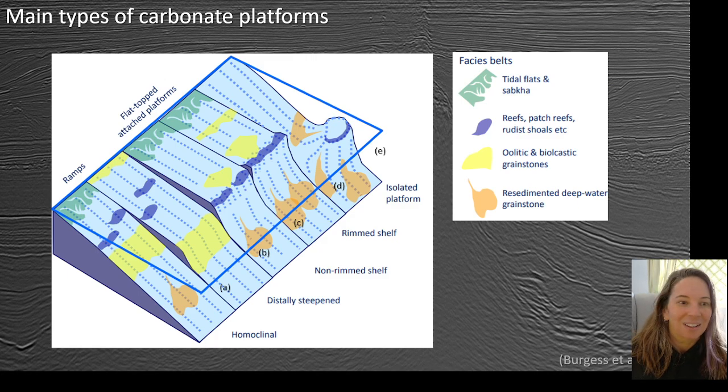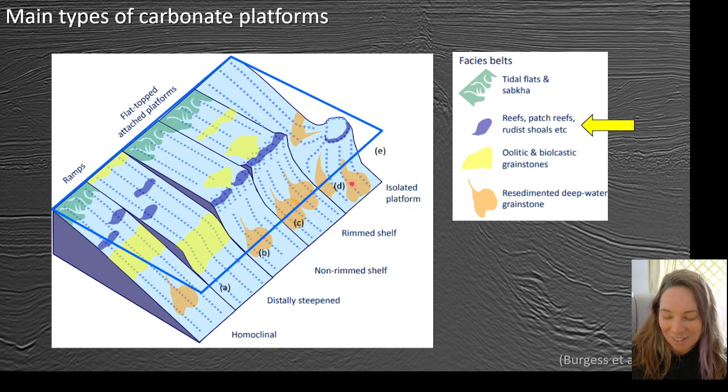Here's a nice summary of some of the main types of carbonate platforms from Burgess, from distally steepening platforms to some of those that are more flat topped with attached platforms. You can see more clearly where the platform ends and some of the sediments that are deposited down below it, and then some isolated platforms where you may see some reefs. The areas where you may see reefs are highlighted in purple. And yeah, so let's move on.